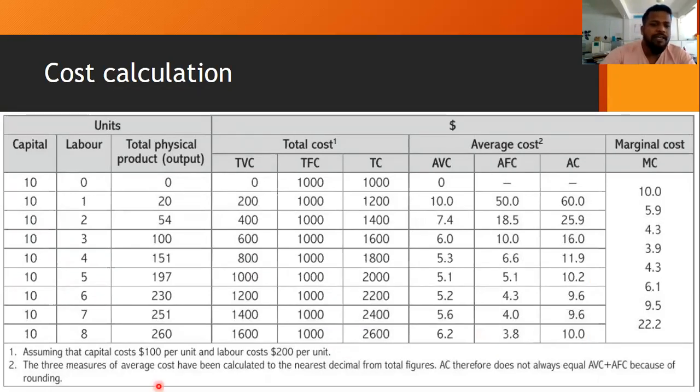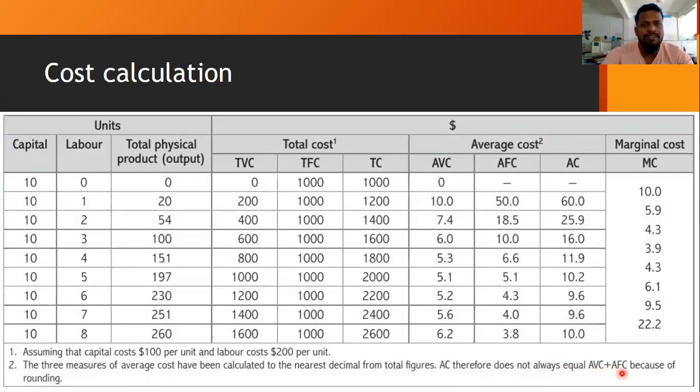Before discussing here, a statement is given, which is most important: assuming that capital cost is 100 per unit and labor cost is 200 per unit. You have to keep that in mind. Another thing: these measures of average cost have been calculated to the nearest decimal of the total figure, so when you calculate, decimal figures will come. Here we round them off to the nearest number. So average cost does not always equal average fixed cost plus average variable cost.